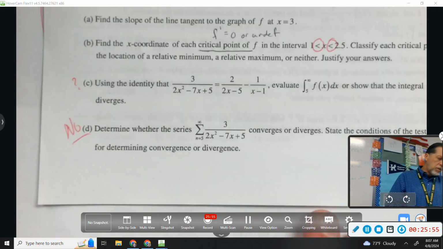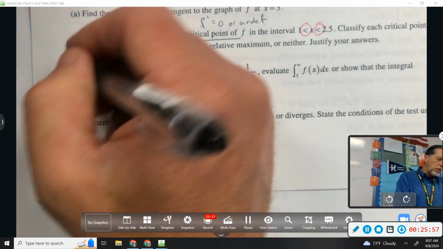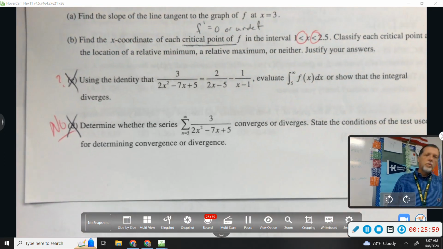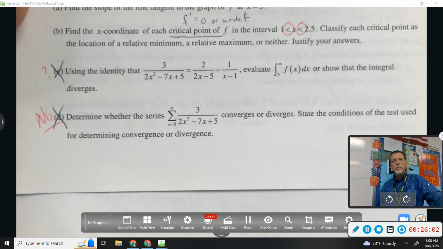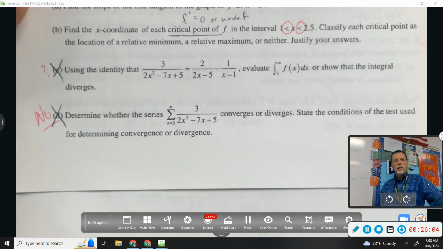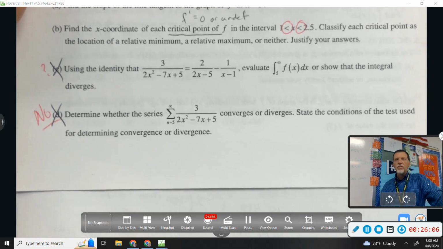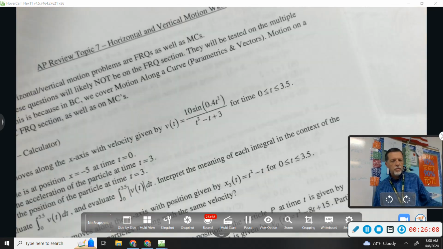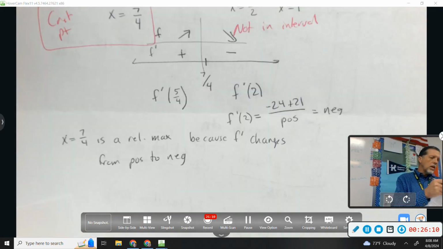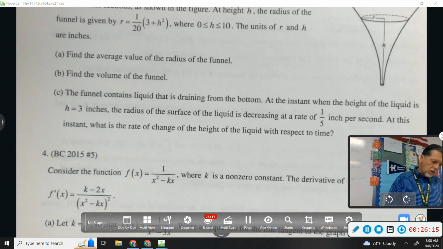Okay, here's part of the reason I wanted to do number 2 is that we can throw out C and D. Those are BC ideas. We don't talk about converge and diverge stuff. We can throw those out. Let's talk through the rest.